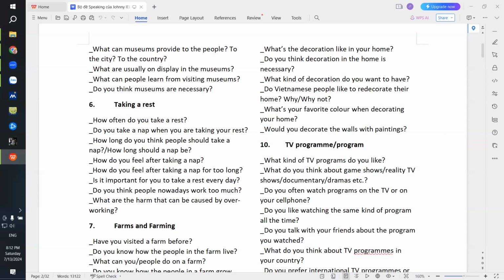Well, honestly, the decorations in my home are actually quite basic and simple. There are some pictures hanging on the walls, and some flower vases, which are placed on the tables in the living room or on every table in my house. Okay. So Miss Zhang, please, what kind of decoration do you want to have then?